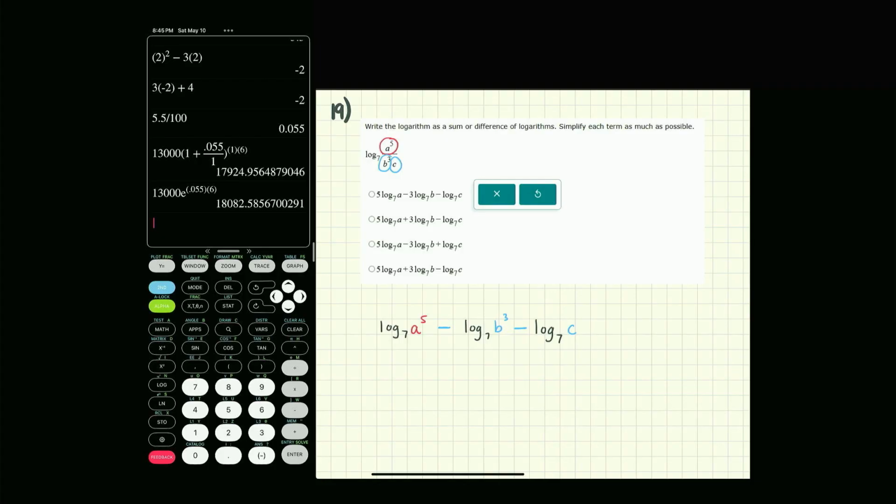After that, we just need to remember the power rule, which states if we have an exponent in a logarithm like this, we can move it to the front. So our final answer here will be 5 log base 7 of a minus 3 log base 7 of b minus log base 7 of c. And that answer is A. Answer choice A.